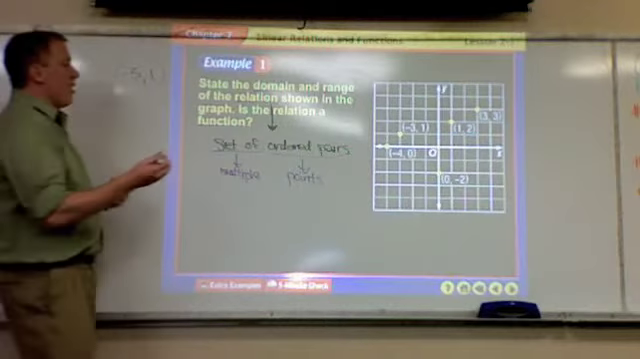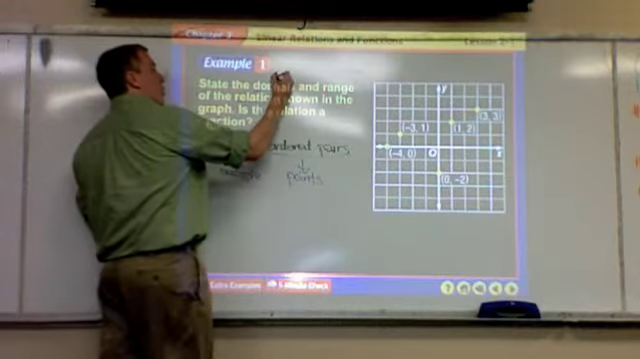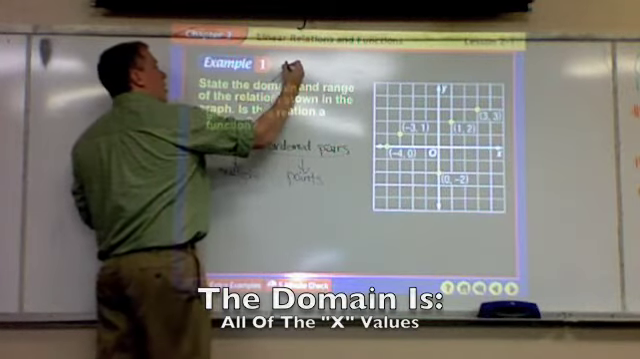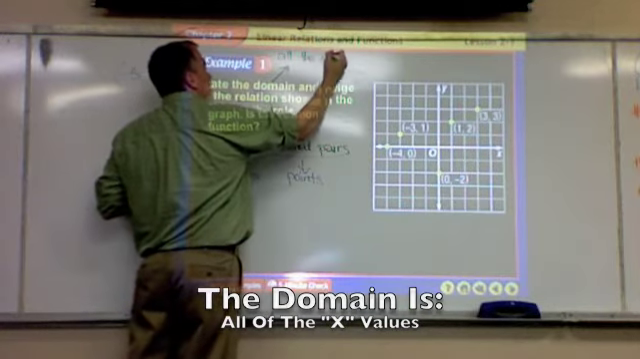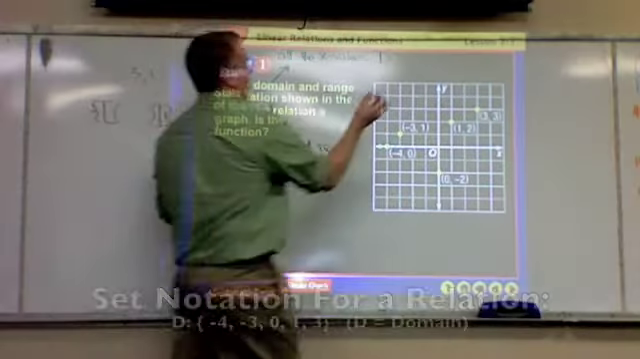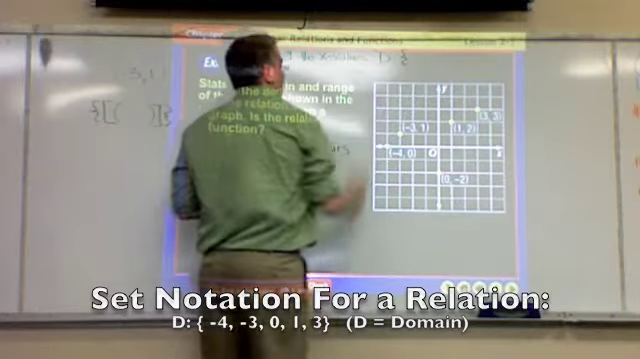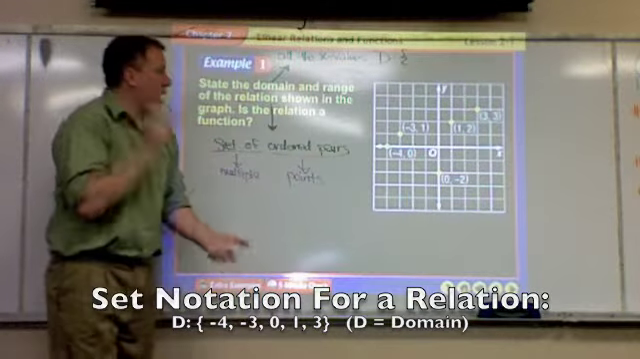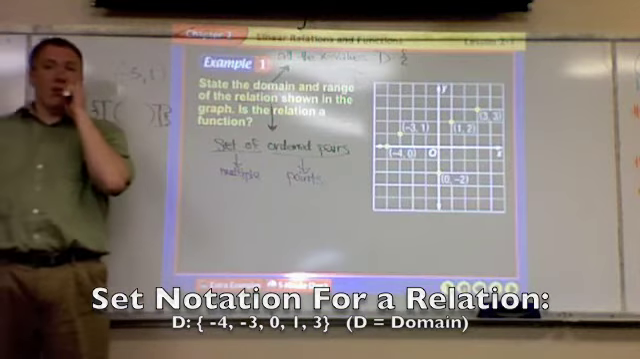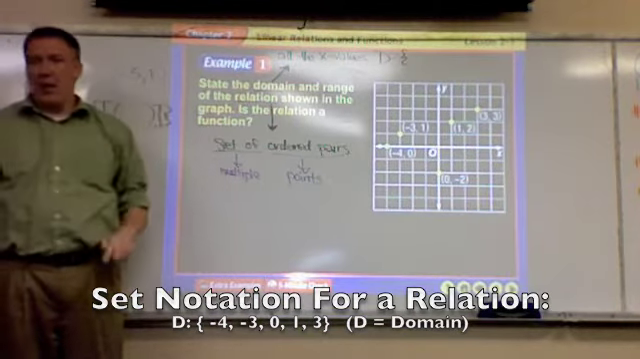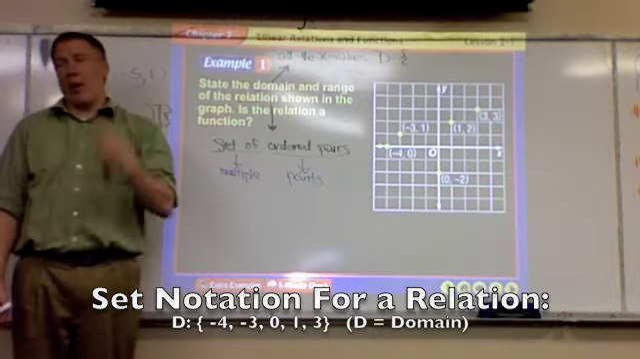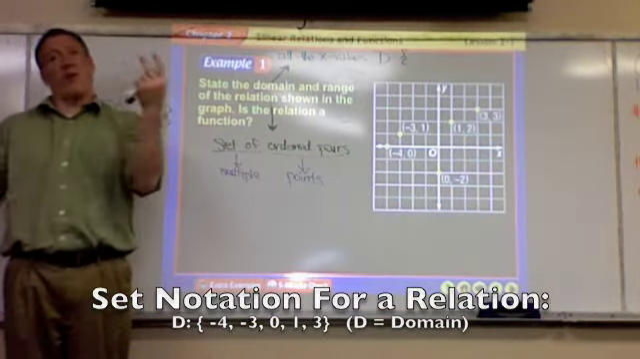All right, the domain is all the x values. So we say the domain is, and then we list all of the x values. And here's the deal. You don't have to list them in order. If one happens more than once, you can write it more than once if you want to.